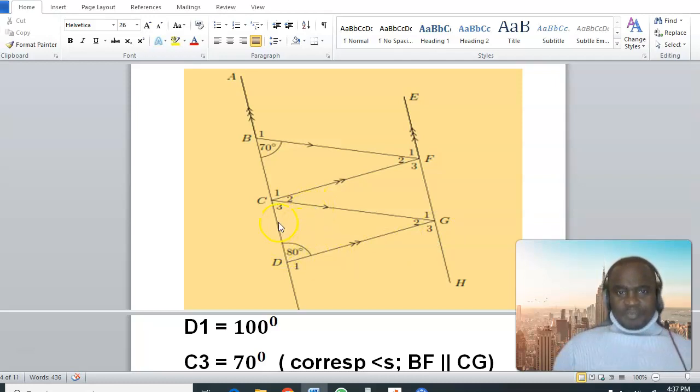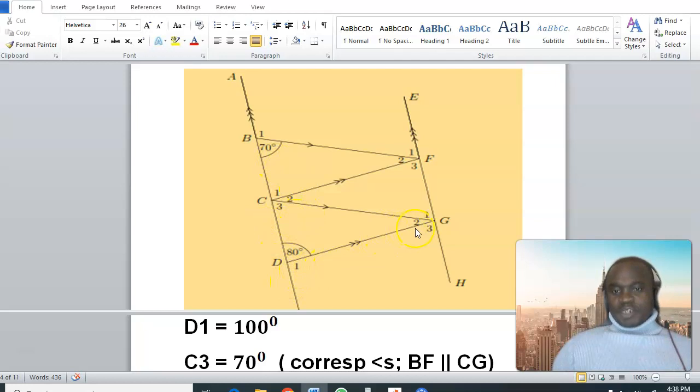Let's look at C3. Where is C3? C3 is this one. Alright. C3 is corresponding to B, this one, which is 70. So C3 is equal to what? 70 degrees. That is corresponding.